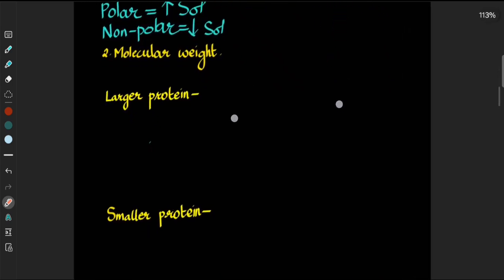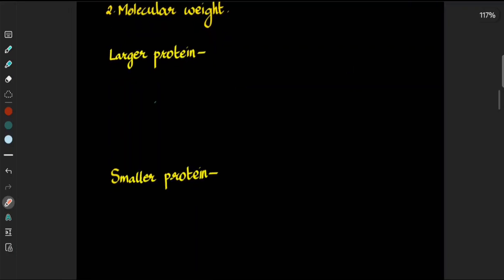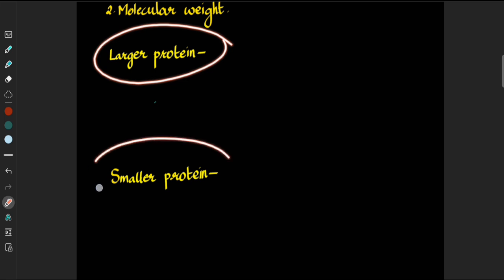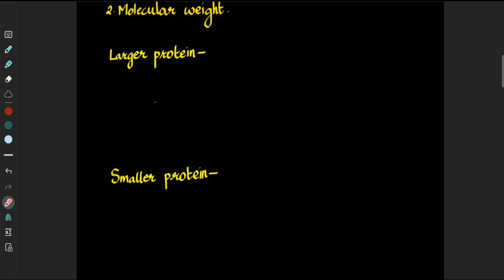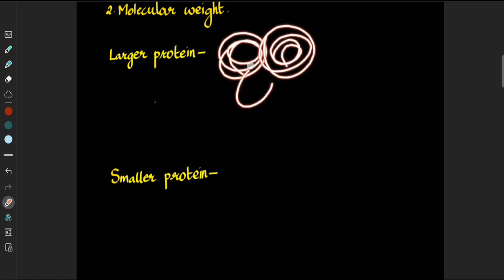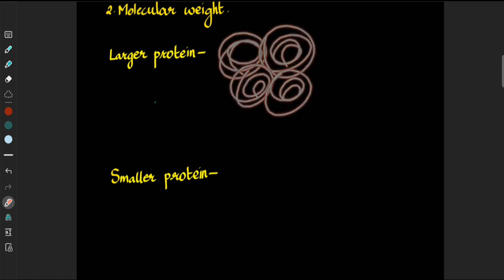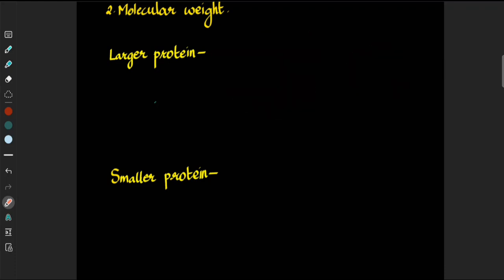So the next one is molecular weight, right? Molecular weight means whether the protein is a larger protein or a smaller protein. For example, if hemoglobin is compared with myoglobin, then definitely we can say that hemoglobin is heavier than myoglobin, right? Because it is a larger structure. Just a simple example. But a larger protein is very unusual to solubilize properly.